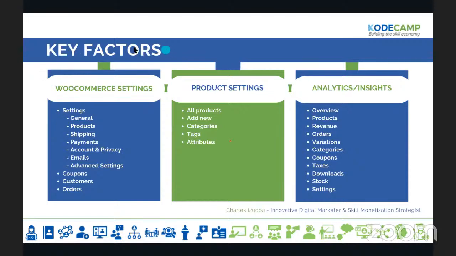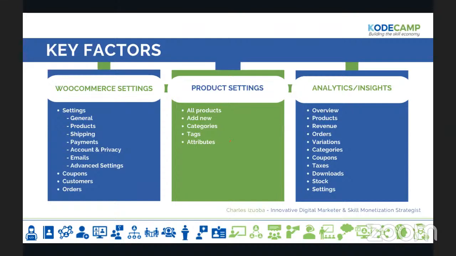So the key factors and the three basic things we are going to focus on today, hopefully in the next 1 hour, 30 minutes, is to understand how and where to apply the settings required for every e-commerce website. At the product settings, we're also going to look at how to add products, how to create your categories, tags, and attributes. Then in the analytics, of course, you remember from day one when we started this class, I've always told you guys about analytics.